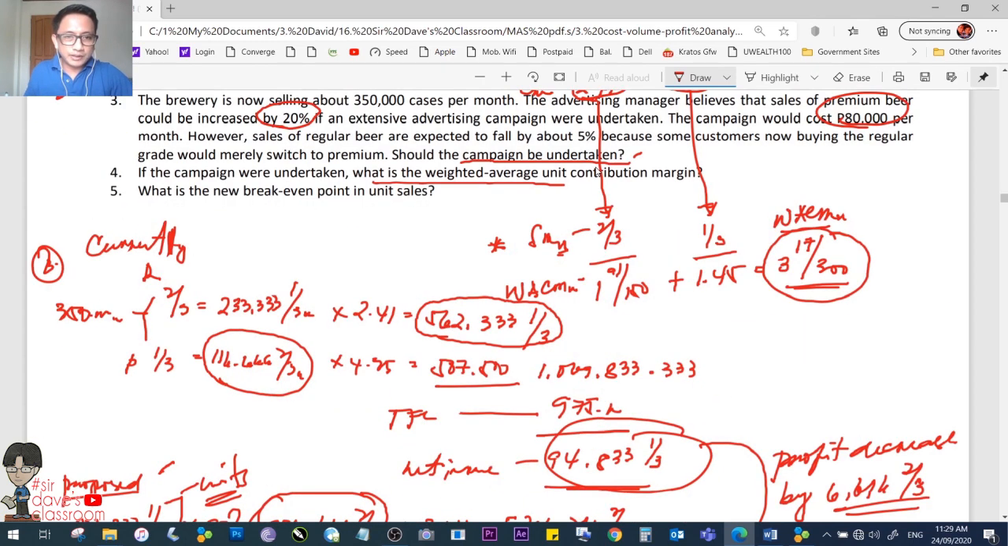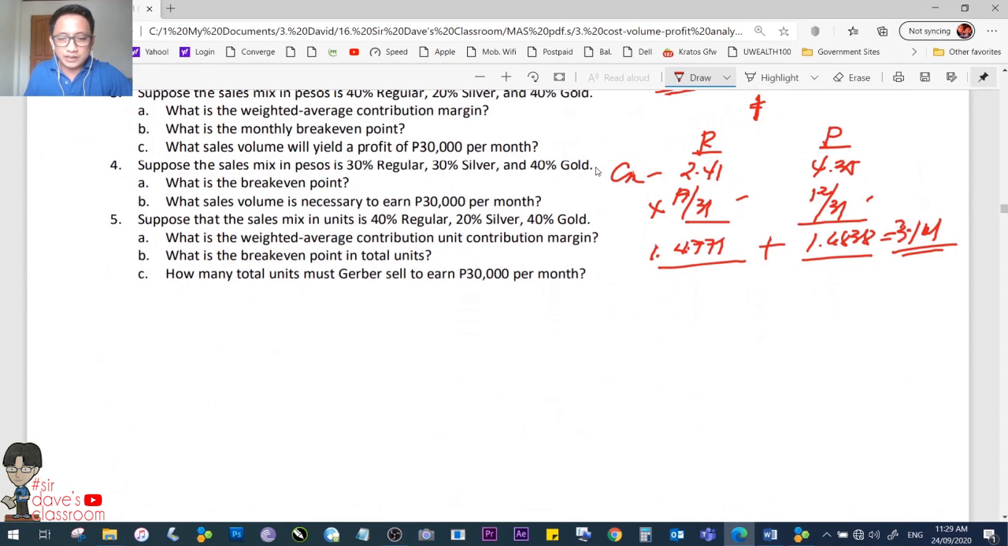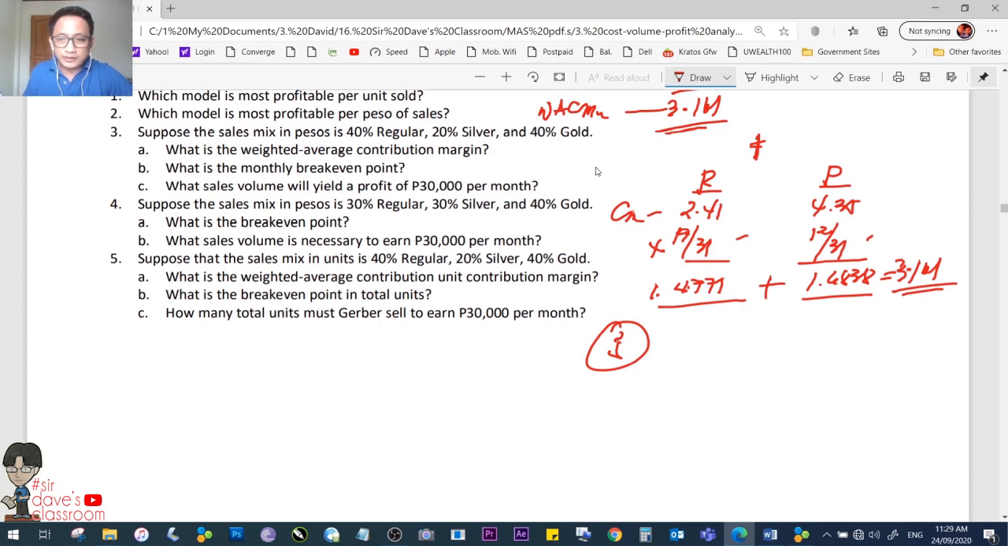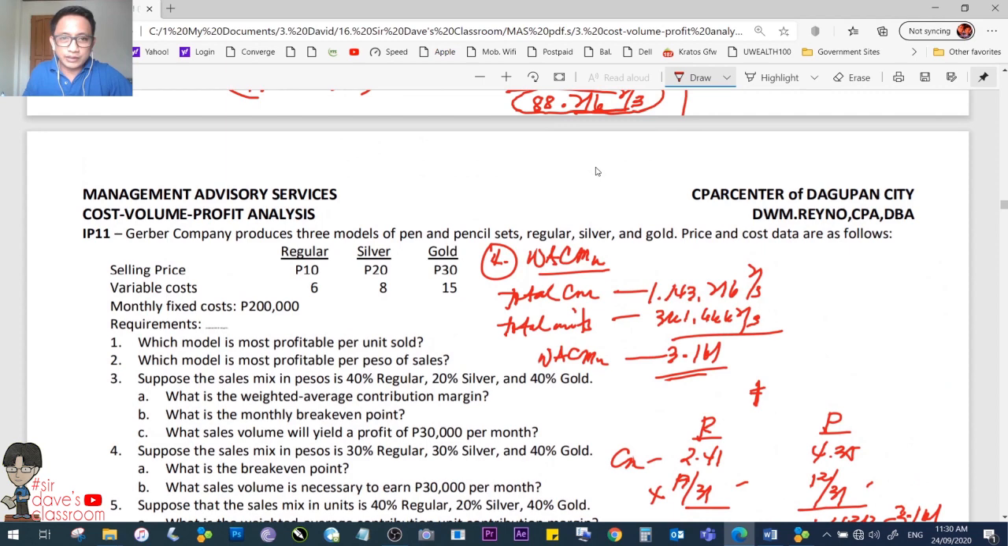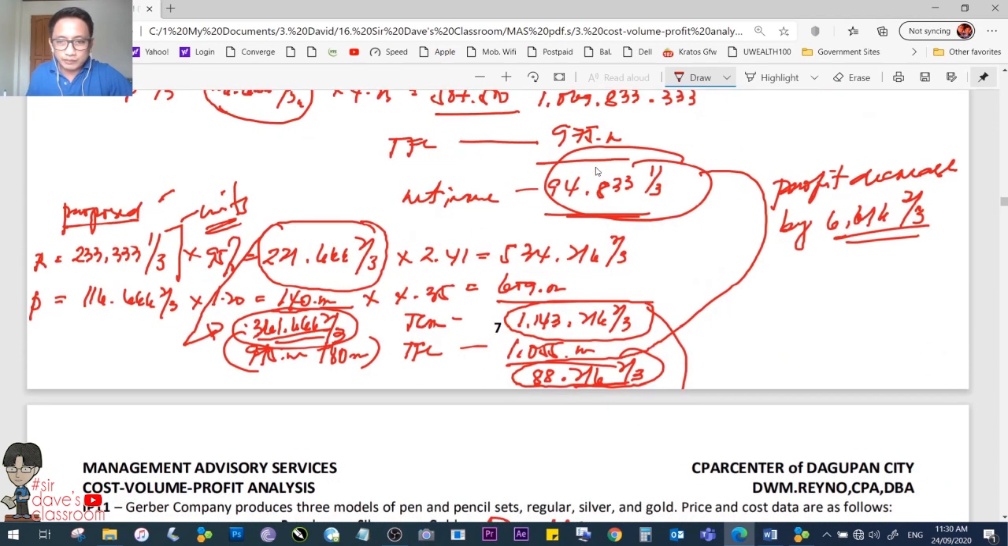Okay, last requirement for this problem. What is the new break-even point in unit sales? So pagka nagkataon na nag-proceed tayo dun sa proposal, ano mangyayari? Ilan yung new break-even point in units? Very simple. This is still IP number 10. Okay, class? Dito lang natin sinulat kasi hindi nakasya dun. Ilan ba yung ating total fix pagka nagkataon? Under the proposal, ang mangyayari, the total fixed cost is now, ito po, 1,055,000.